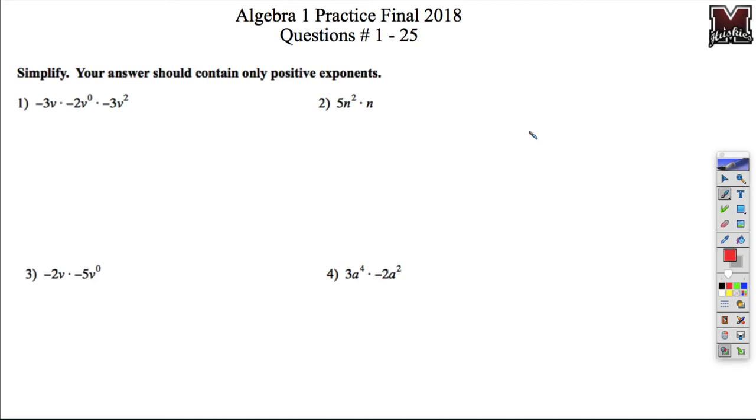This is Mr. Sindel filling in for the sick Miss Anderson, and I'm going to go through the practice final for Algebra 1, questions numbers 1 through 25. So here are the first 4 questions, and really the first 6 questions have a few basic rules that I want to go over really quickly.